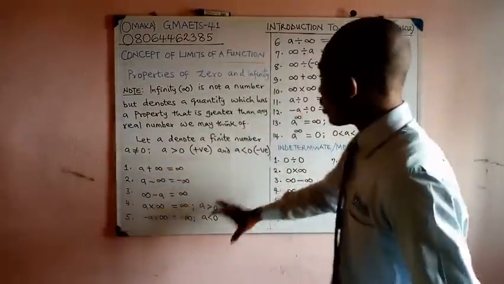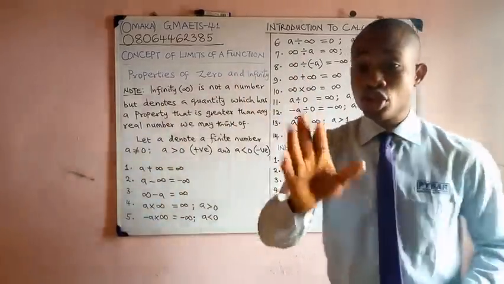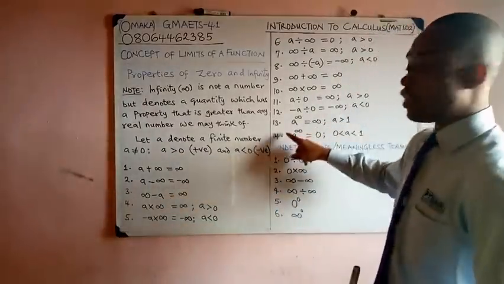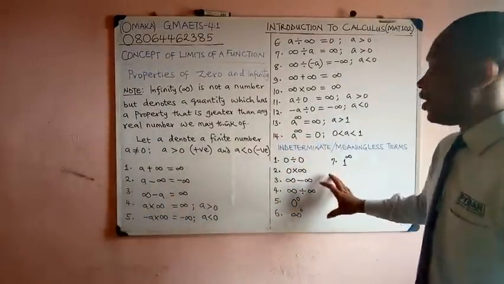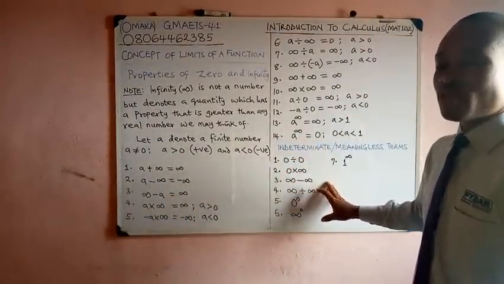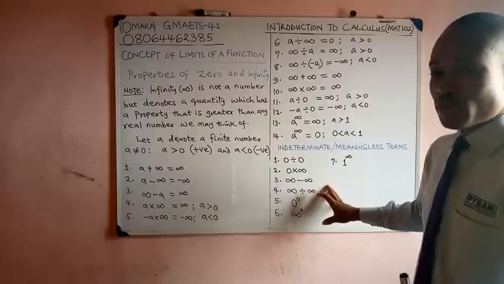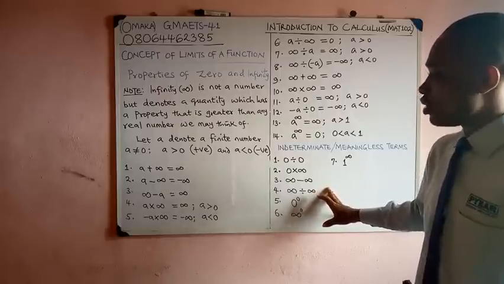Now we have properties of 0 and infinity that you should know. We have 14 of them, and then we have others that lead to indeterminate terms, meaningless terms. So you can't even get your result. They don't have answers, alright?